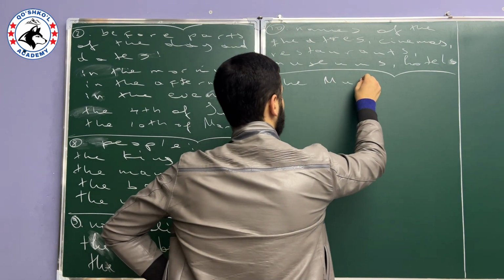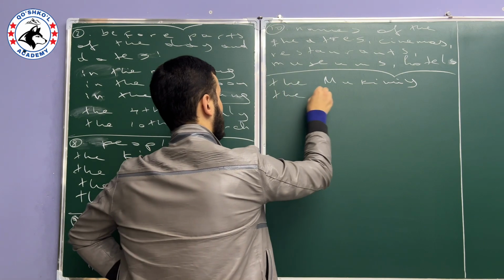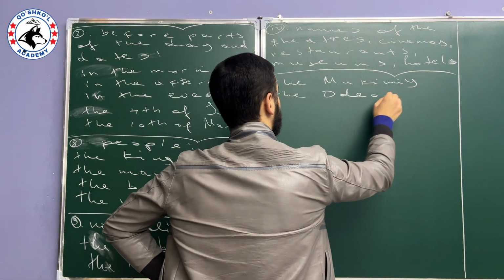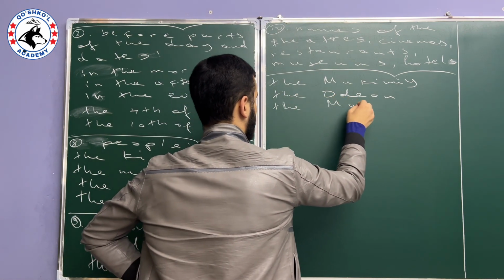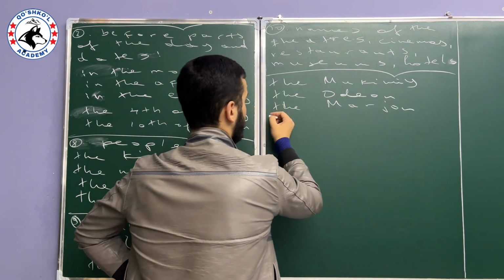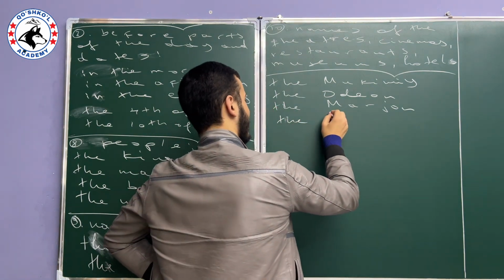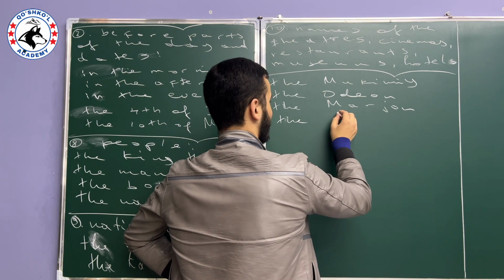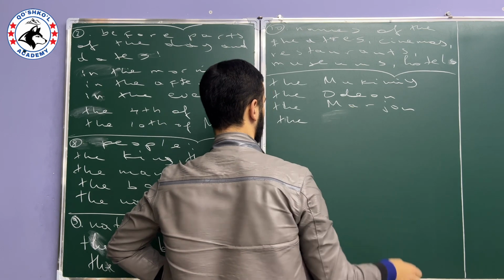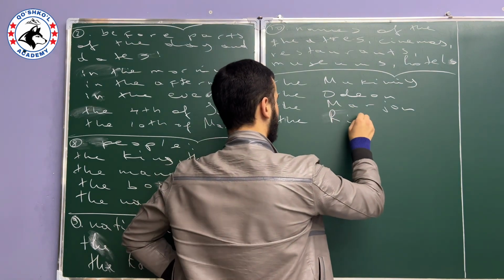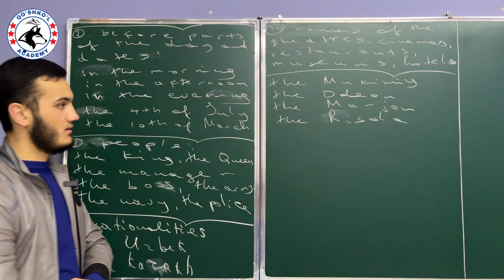The Mukimi. This is the name of the theater. The Odeon. This is cinema. The Marjan. Restaurant, yeah? The Rayhan. The Risala. Name of the hotel, yeah? Etc.